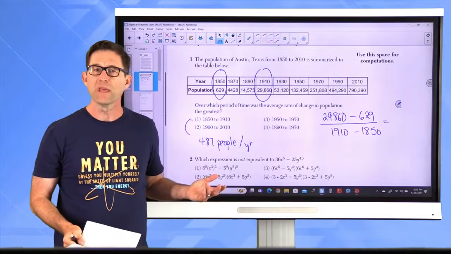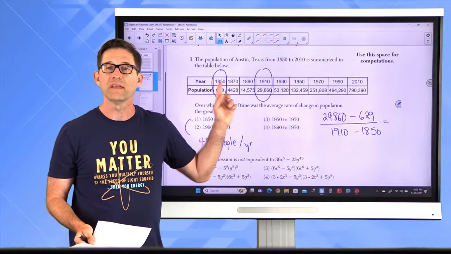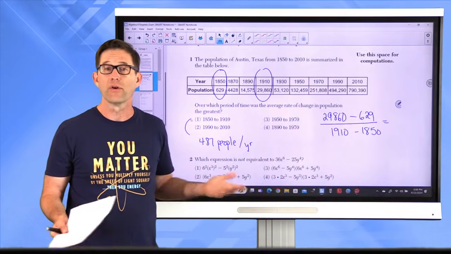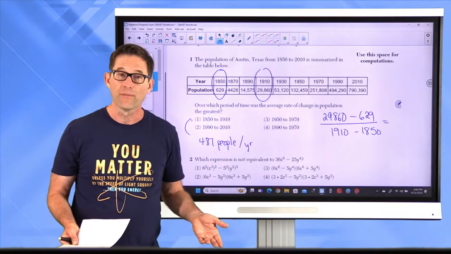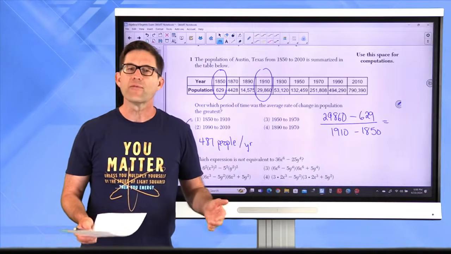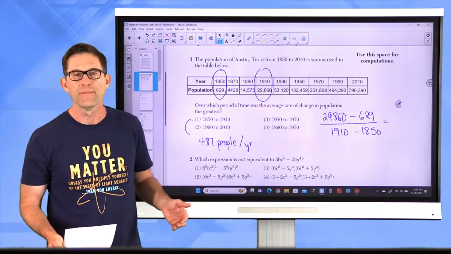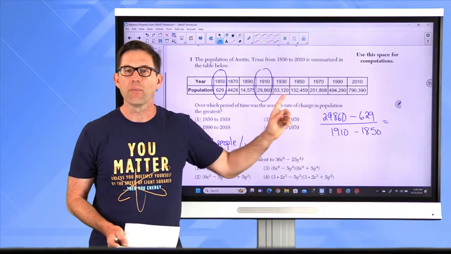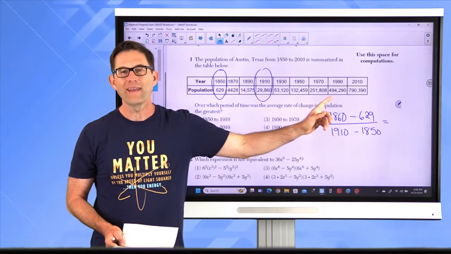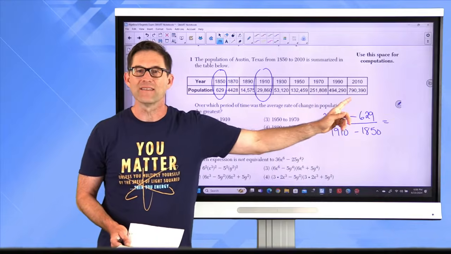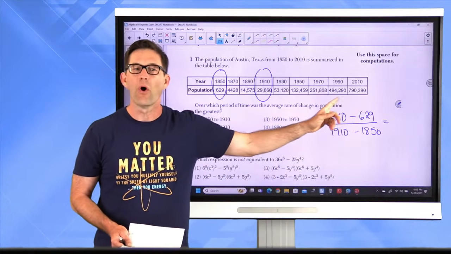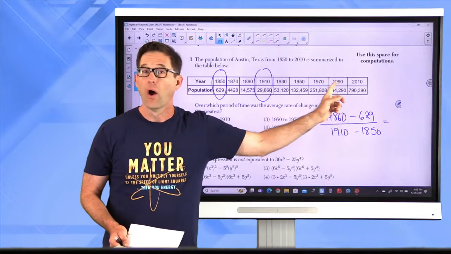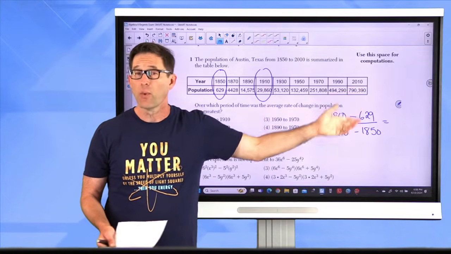All right. And again, before we move on to choice 2, let's just talk about this. What this means is that on average between 1850 and 1910, the population is getting larger by 487 people per year. Now, we could do that for every single one of these. But a savvy student can look at this table and go, wait a second. From 1990 to 2010, the population almost doubles.